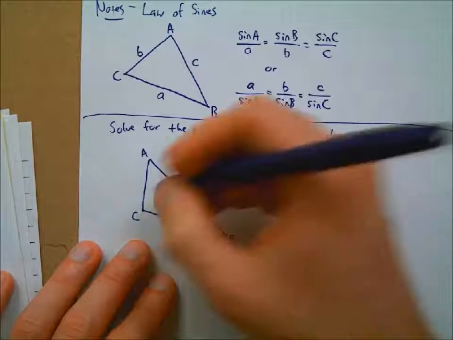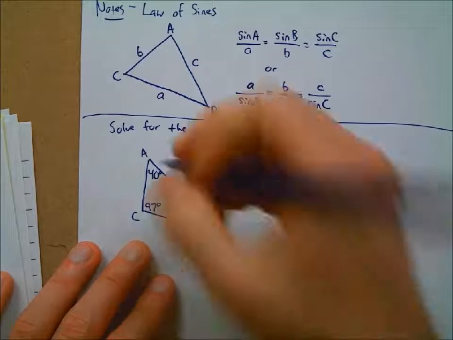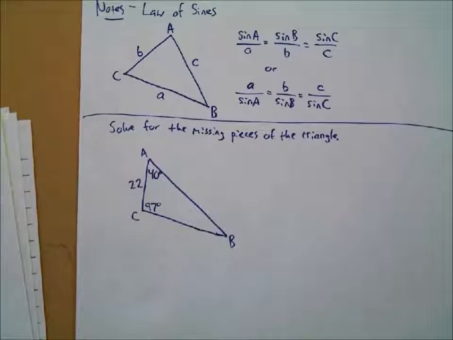Now let's say angle C is 97 degrees. Let's say angle A is 40 degrees. And let's say this side is 22. Now, what kind of information are we given here about this triangle? What do we know? How many angles do we know? Two, but then really three, right? We know two angles in a triangle. We know the third one because what can we do? Subtract them from 180, right?